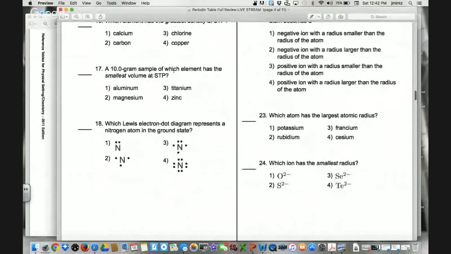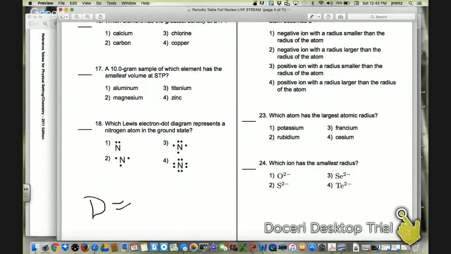17, a 10-gram sample of which element has the smallest volume at STP? This question was a little bit tricky, so I want to go through it with you. If they're talking about volume and they're giving you a mass, you should be thinking about your density formula. So D equals M over V, mass and volume. They're asking about mass and volume in the question, so they want to know which one is going to have the smallest volume. What you can do is look up the densities, use the mass amount, and then do a quick little calculation to find out which one will have the smallest volume.